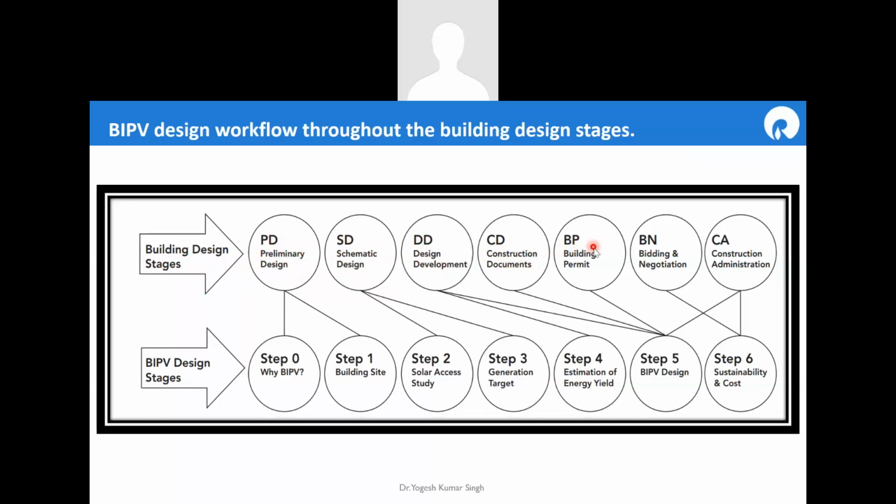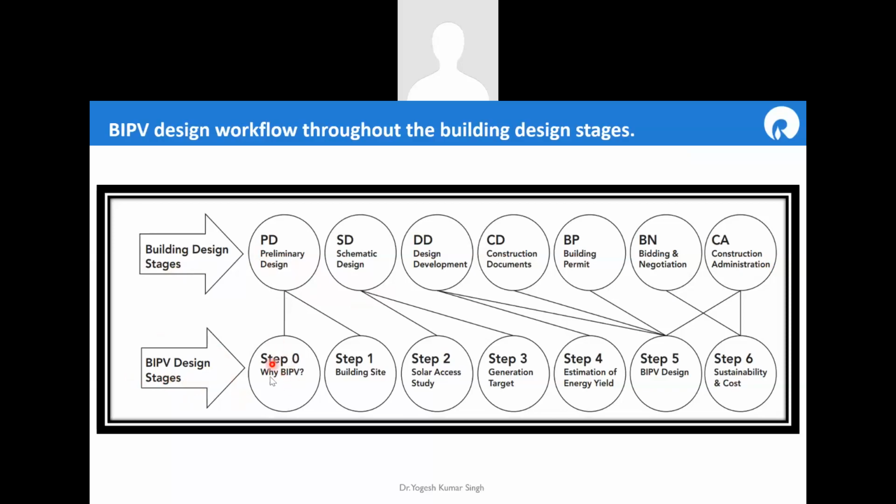Then we go for the BP, that is called the building permit. Then we go for the BN, the bidding and negotiation, and then finally we go for the CA, that is the construction and administration. So now this is the building design; let us see how the BIPV design stage will look.